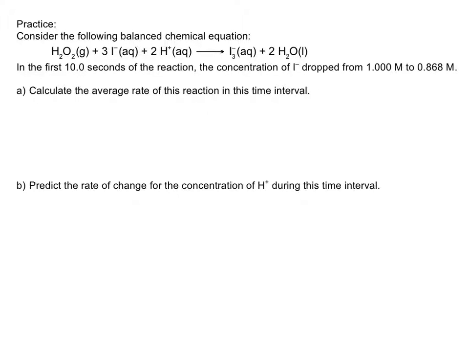So the rate for the reaction is going to be equal to negative, because this is a reactant, so it's disappearing, 1 over the coefficient, which is 3 for iodine, so 1 over 3, times the change in concentration of I minus divided by the change in time. And so the change in concentration of I minus, the final concentration is 0.868, and the initial was 1, so it'll be 0.868 minus 1, divided by the change in time, which is 10 seconds.